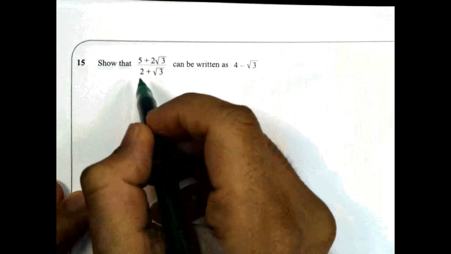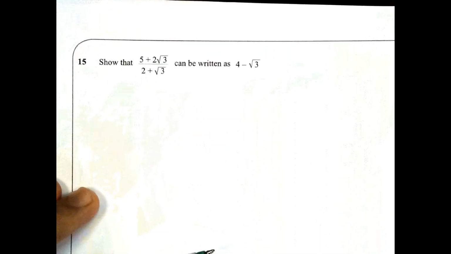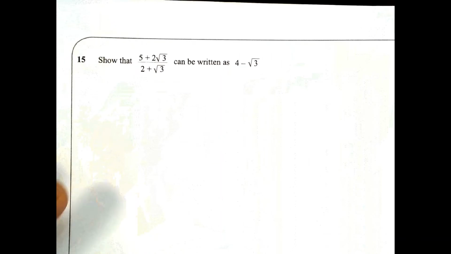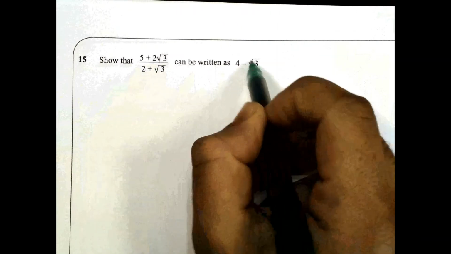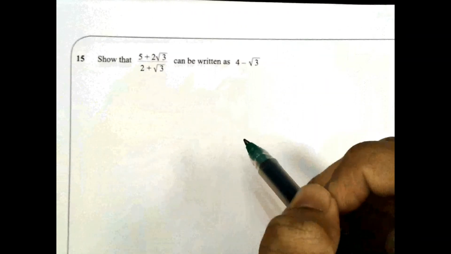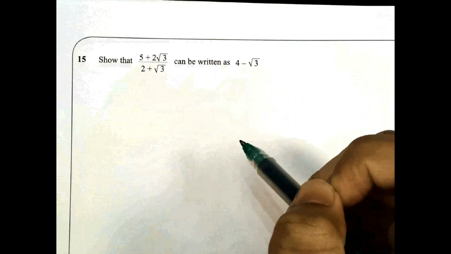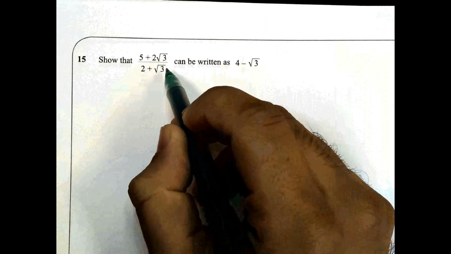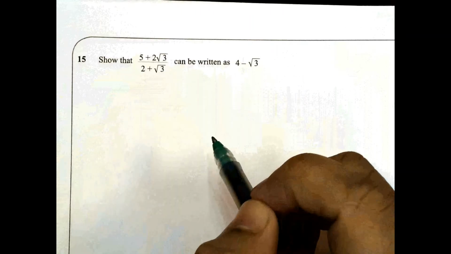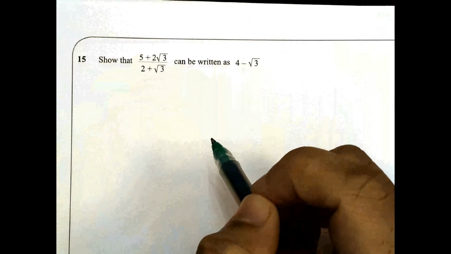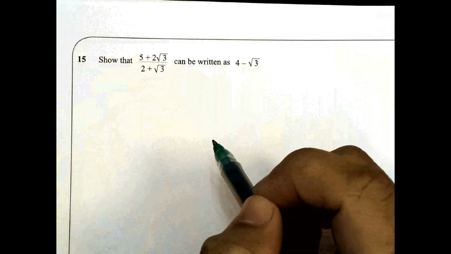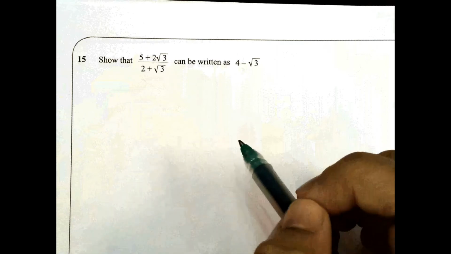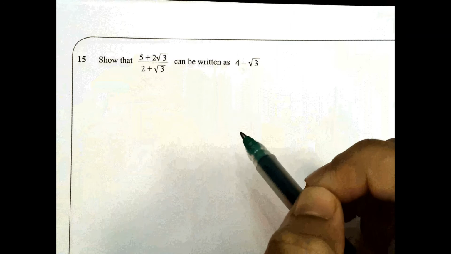Question 15. So in this case, I've got 2 plus root 3 at the bottom, and it's asking me to show that I can write this like this. So, the way we're going to do this is we are going to multiply it like we did before by something over itself, because remember, when you divide anything by itself, it's the same as 1. So, timesing something by 1 doesn't change the value. So, you're allowed to times this by something over itself.